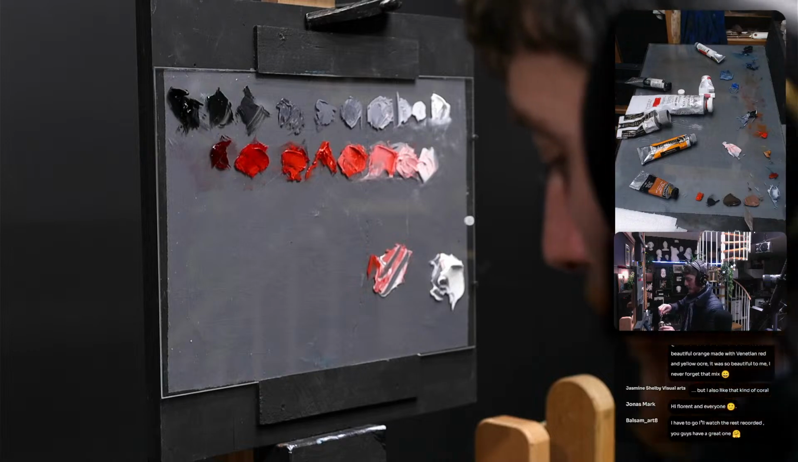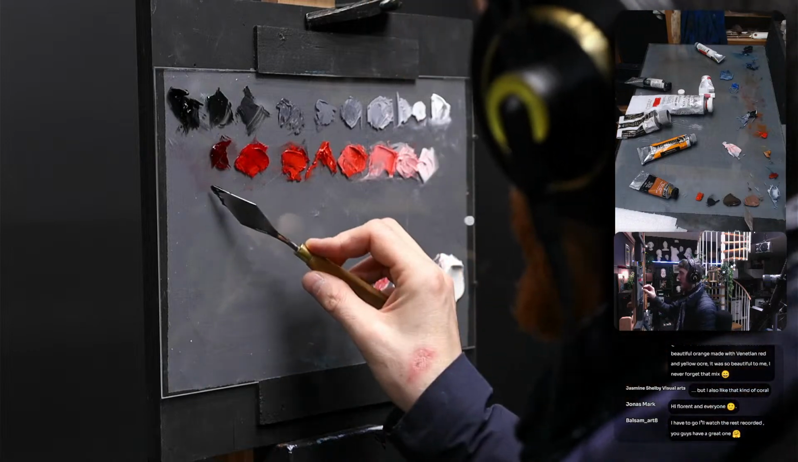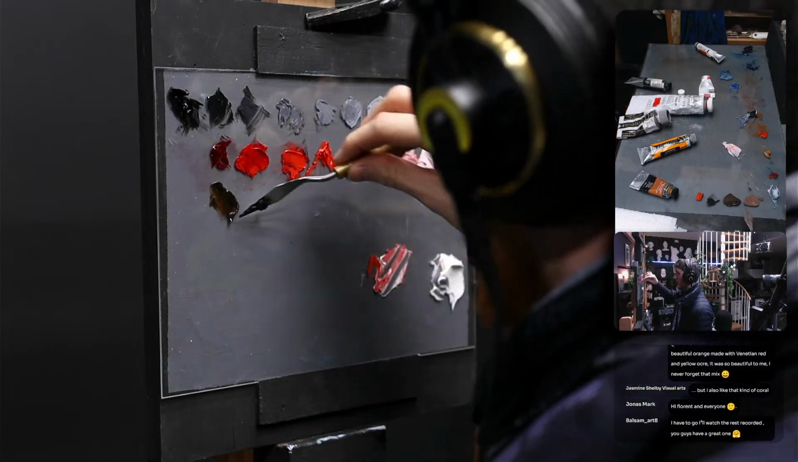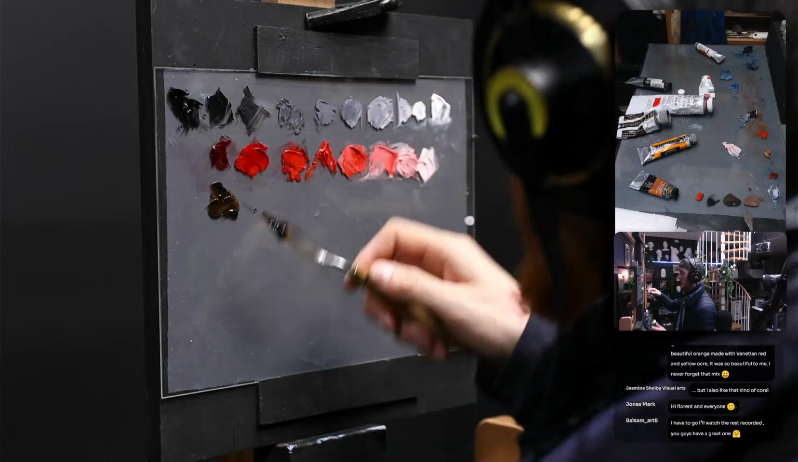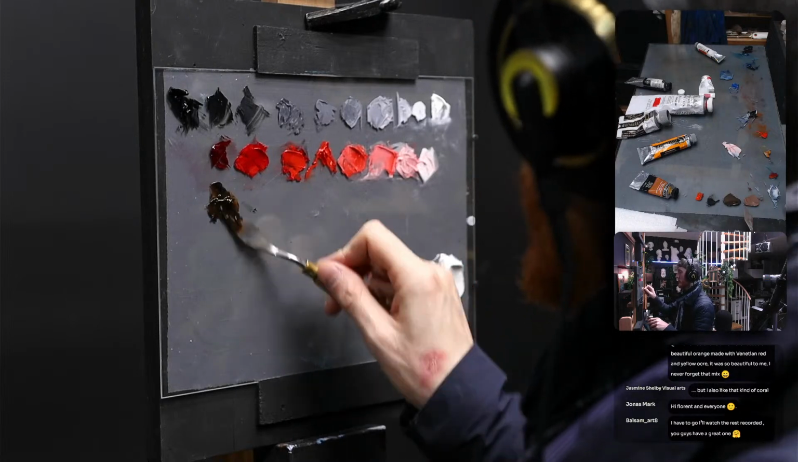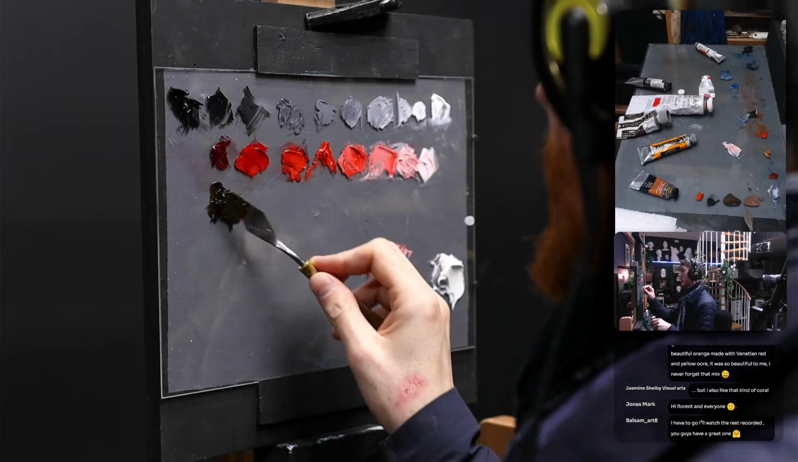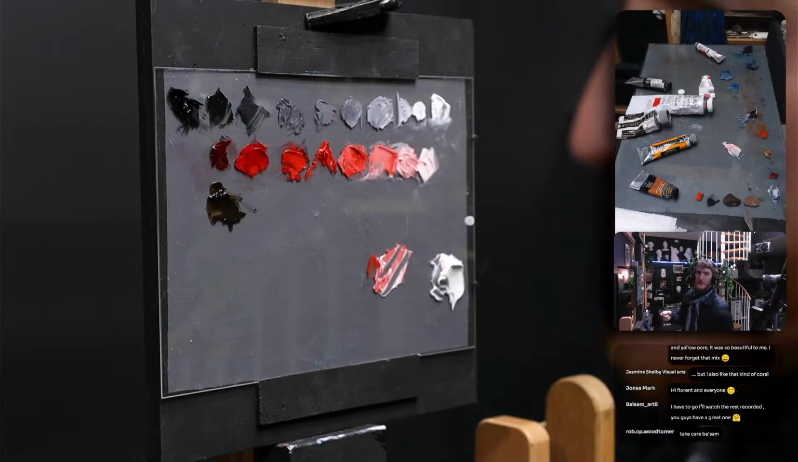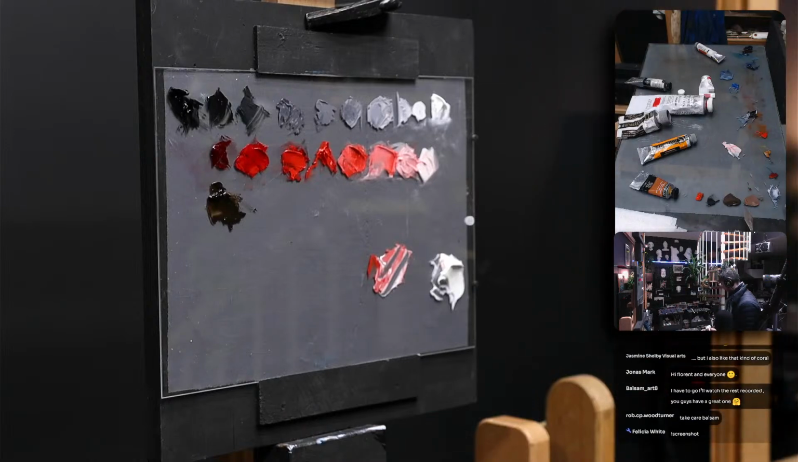Okay, so we're gonna need some burnt umber, and the burnt umber I assume is going to be there. So the burnt umber is considered an orange, yeah, because brown is technically a dark, dull orange. That's pretty simple.